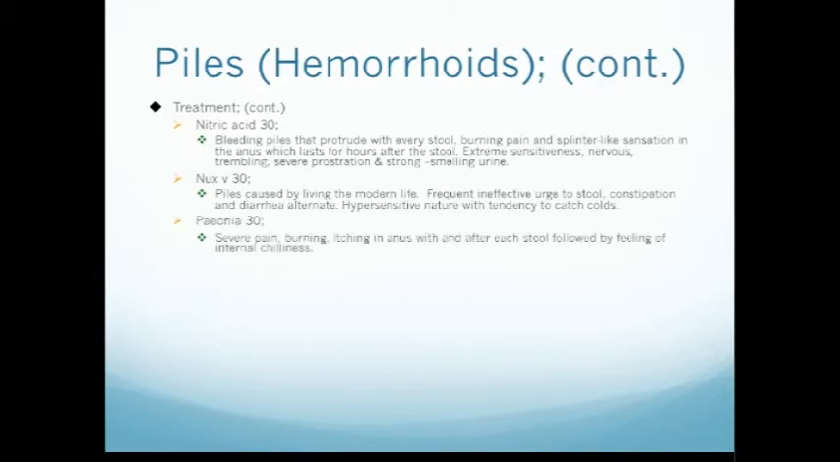Paeonia 30 is good for severe pain and burning with itching in the anus with and after each stool, followed by a feeling of internal chilliness. Sulphur 30 is good for burning and painful piles with redness of the anus, a sudden intense hunger at 11 o'clock in the morning with a dislike for bathing and a craving for sweets.